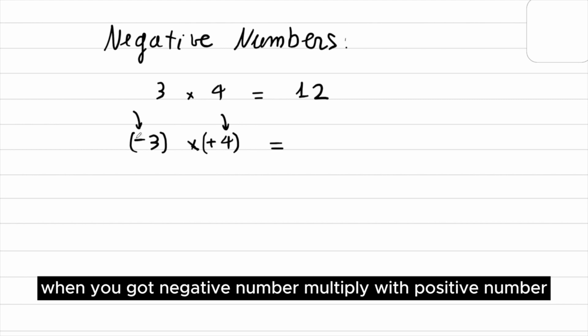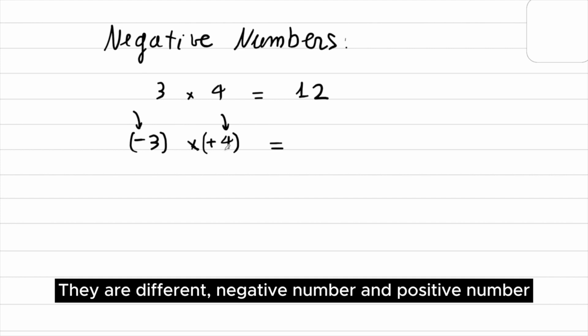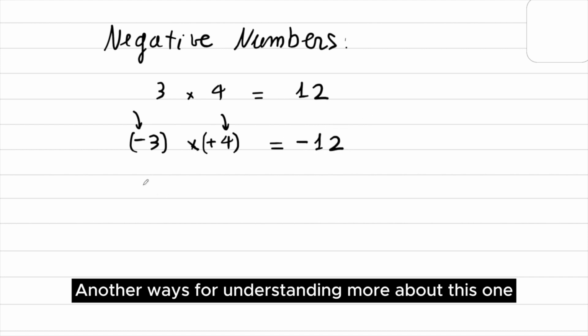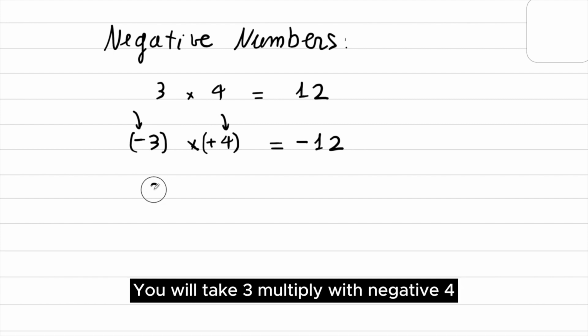When you have a negative number multiplied with a positive number, they are different. Negative number and positive number, they are different. The result will be negative 12.